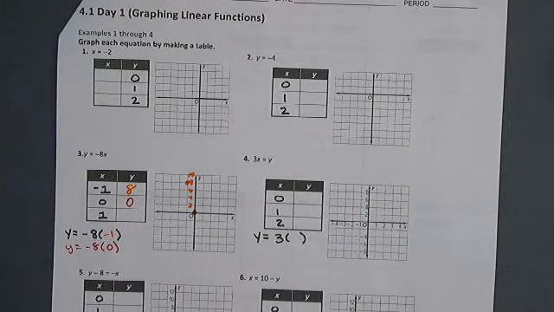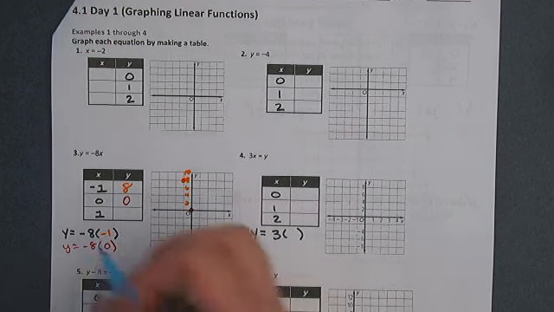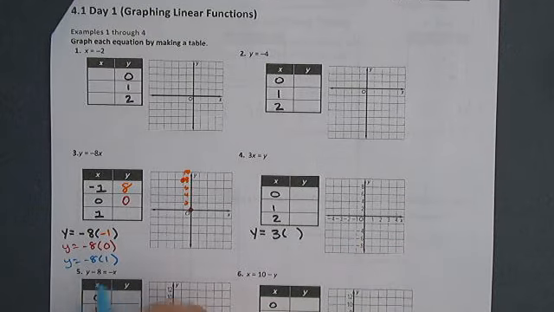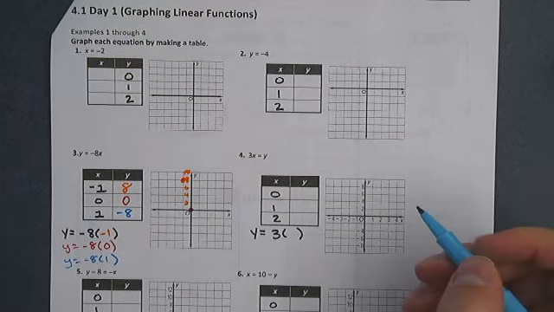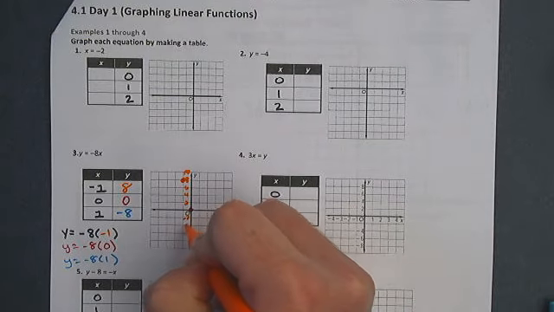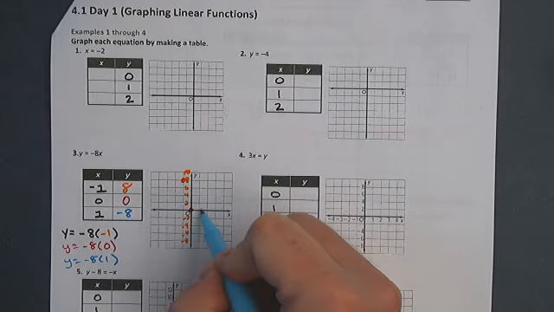All lines do not have to go through the origin, by the way. Some of them do, but they don't have to. In this case, it does. And then I would do -8 times 1, which is -8. I already labeled these, but this would be -2, -4, -6, and -8 would be right there. So my other point would be at 1, -8.